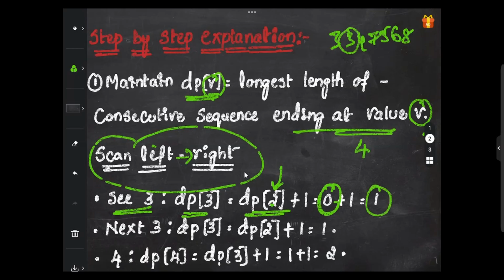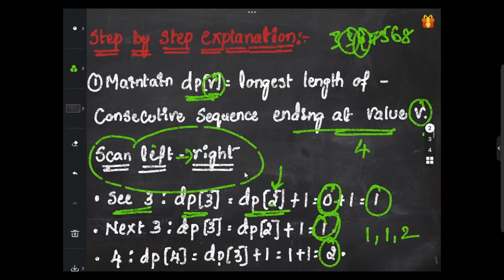Next we have 3 again. Now we have dp of 3 already, right? So this will again be dp of 2 plus 1, which again leads to 1 itself. Now we have 4, right? dp of 4 equals the previous one, dp of 3 plus 1. Dp of 3 we already got as 1, so this will be 1 plus 1, which leads to the output 2. So now we have got 1, 1, 2 here.